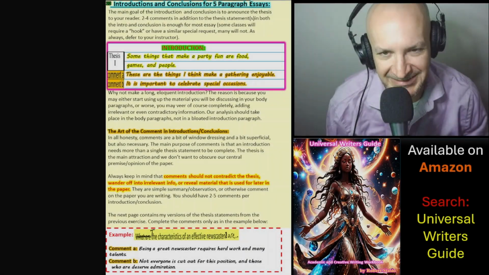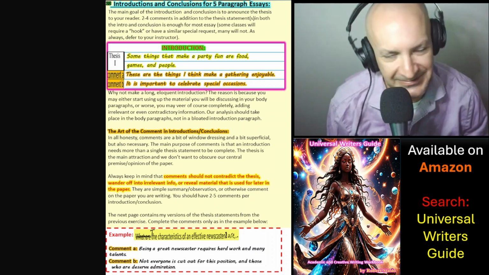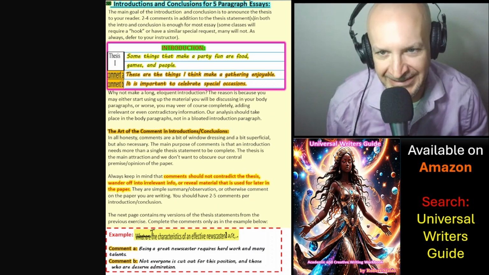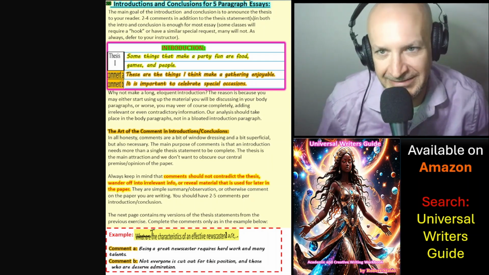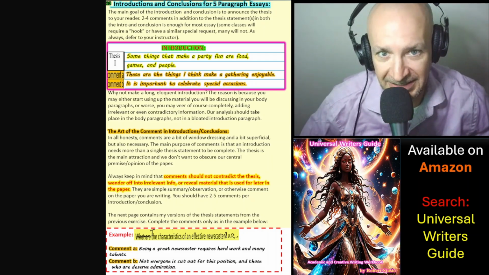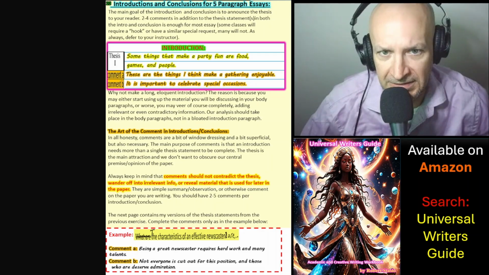Okay, on the previous slide, I said we talked about comments. We did not talk about comments. So I'll go through it quick, but maybe you already got an idea what's going on here. The main goal of the introduction and conclusion is to announce the thesis to your readers. 2 to 4 comments in addition to the thesis statements in both the intro and conclusion is enough for most essays.